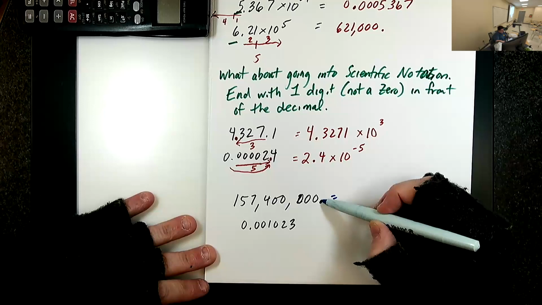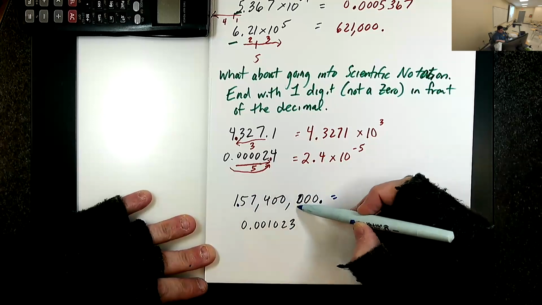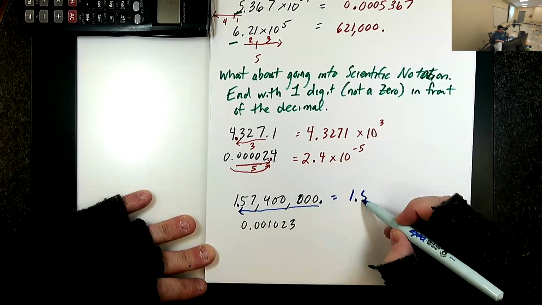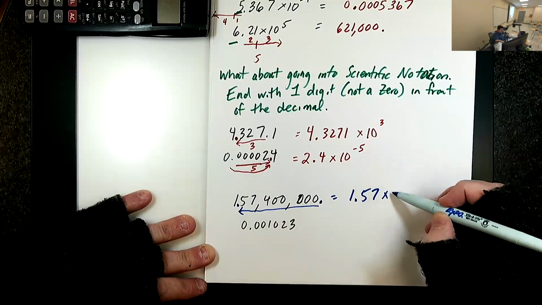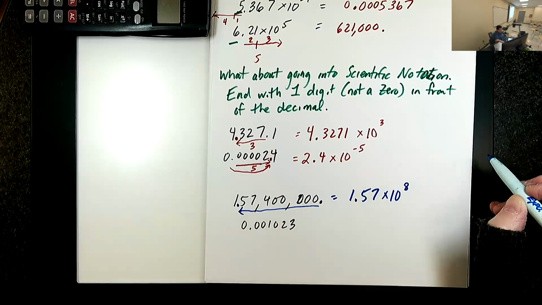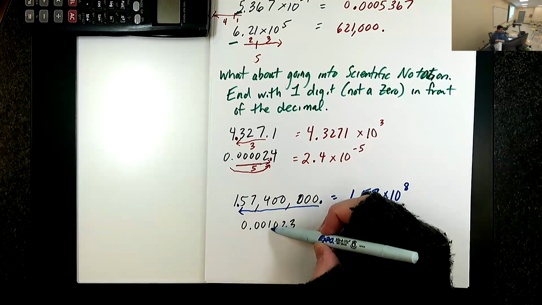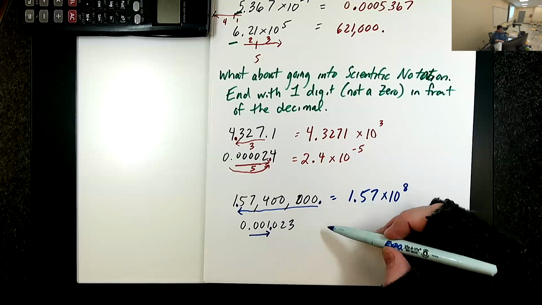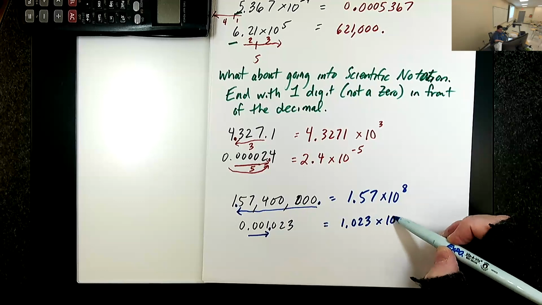So it is, the decimal starts here. I want it after the 1, which means I gotta move it 8 times. So it's 1.57, and it's a big number, so it's gonna end up as a positive number. Here, in fact, on both of them, I want it after the 1. Here, I need to move it that way, and this was a small number, so small numbers need to end up as negative.